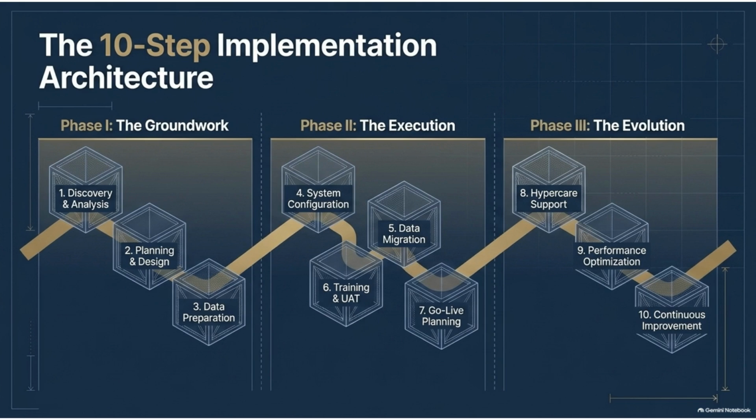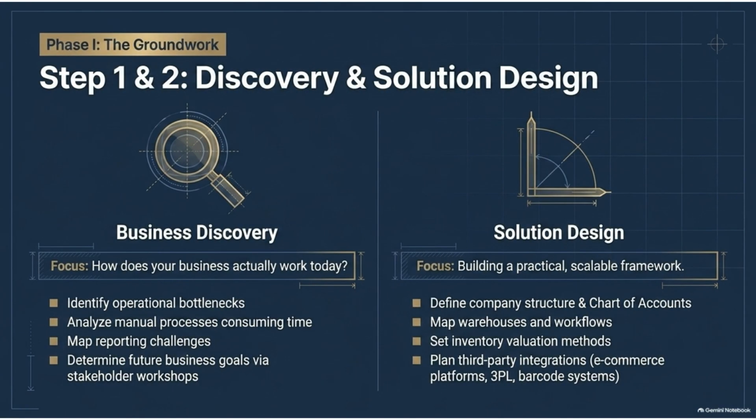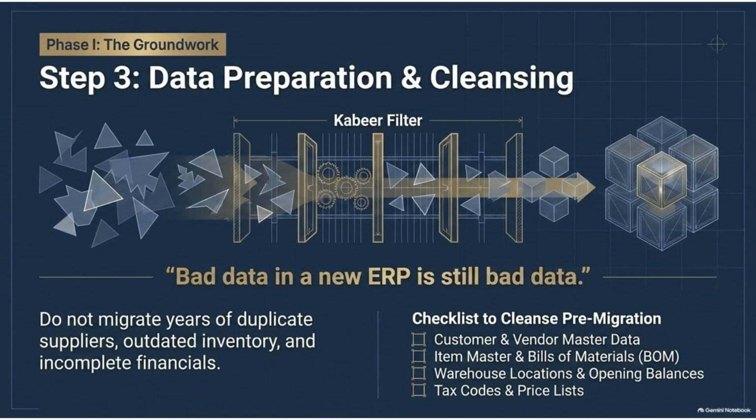This 10-step approach guides you from discovery and analysis all the way to continuous improvement. Phase 1 begins with business discovery and solution design. We focus on identifying operational bottlenecks and mapping your processes to build a practical, scalable framework for your specific company structure. Step 3 is crucial: data preparation and cleansing.